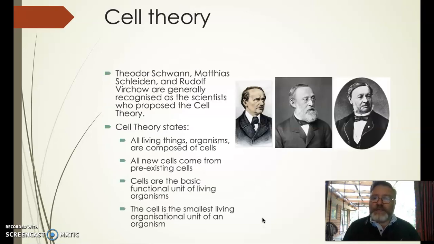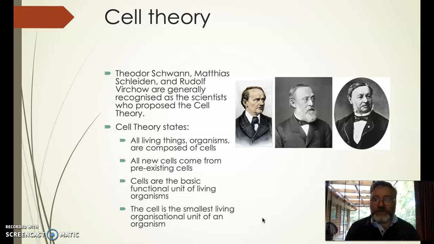Okay, so cell theory. There are three important guys involved in cell theory. Sorry, girls. Theodor Schwann, Matthias Schleiden, and Rudolf Virchow. While they're generally recognised as the three that gave us cell theory, all living things are composed of cells. Living things, of course, are organisms. All cells come from pre-existing cells. Cells are the basic functional unit of living organisms, and therefore the cell is the smallest living organisational unit of an organism. So you can have a single cell organism or, like ourselves, trillions of cells.